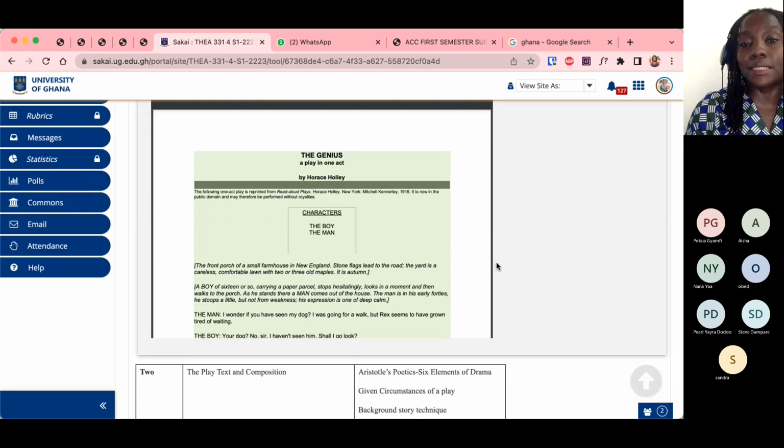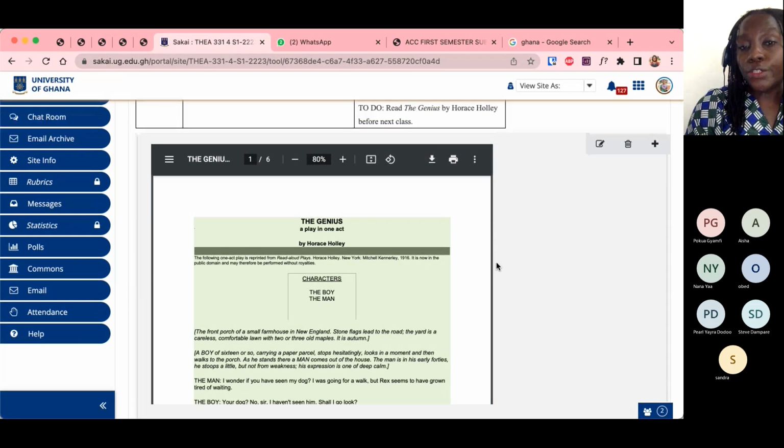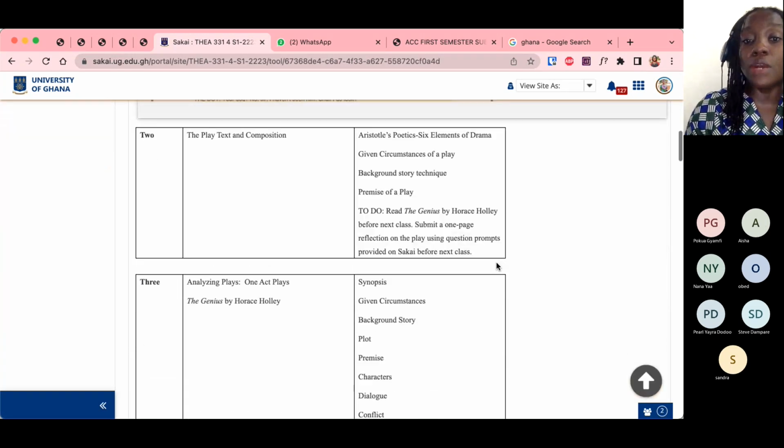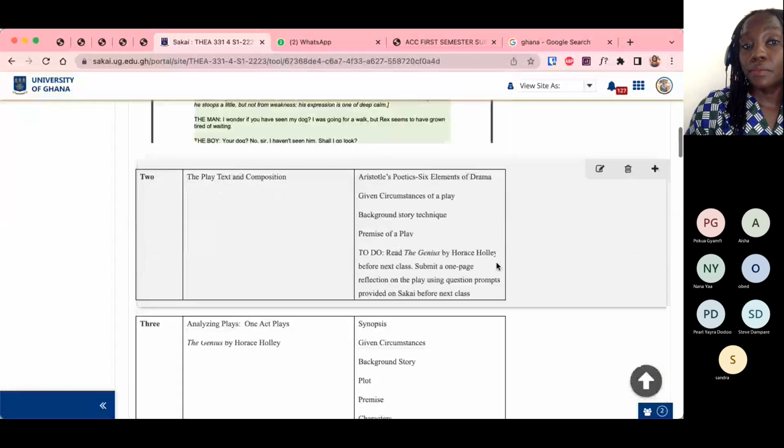You should read it, make your notes, begin to answer the questions because I'll set up the deadlines for individual assignments and group work on Sakai. So for you not to be in a rush to do your work, it's important that you start early. It's just a 1-act. Read this 1-act, finish and read the next 1-act.